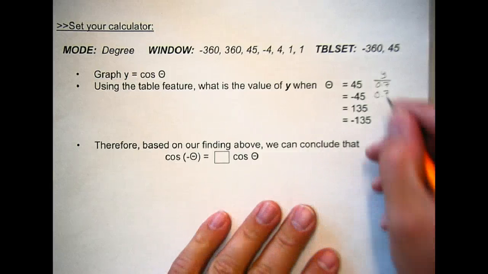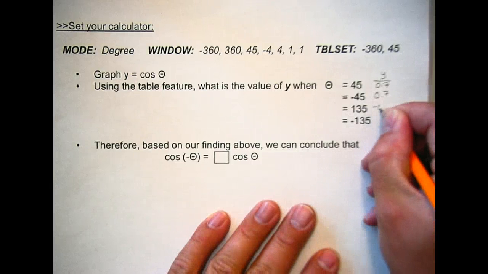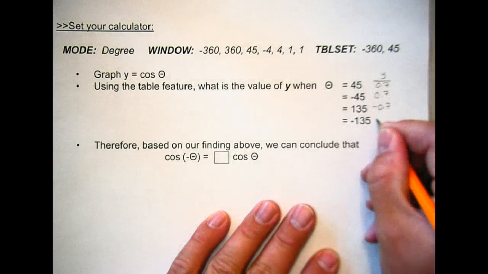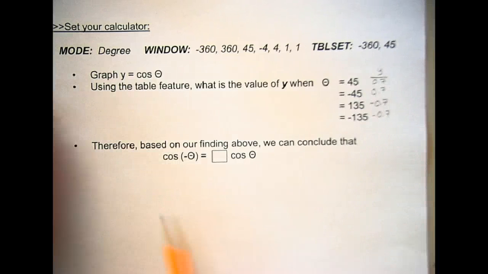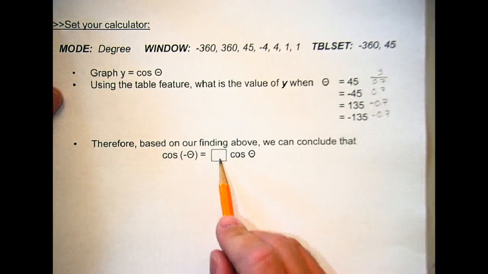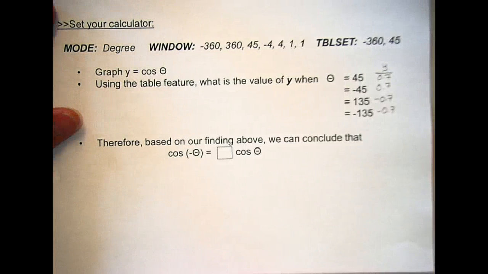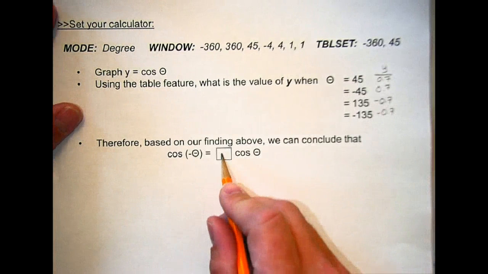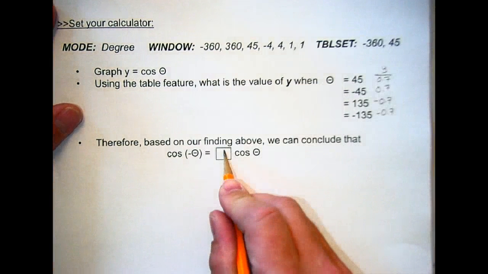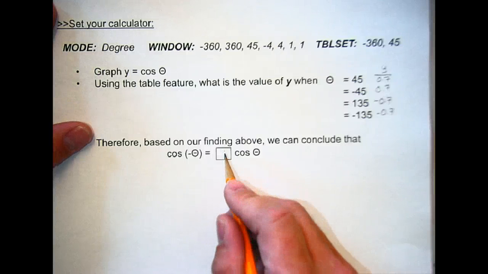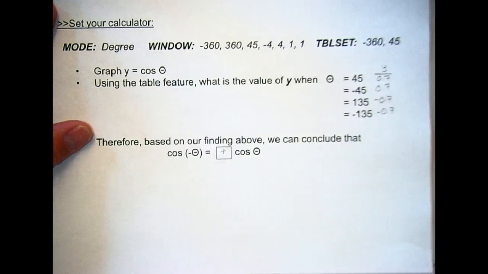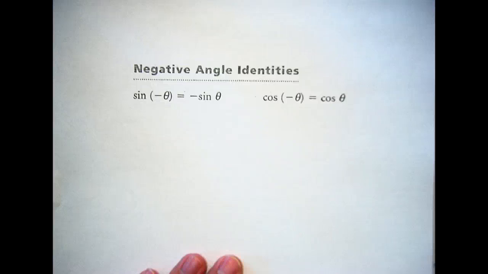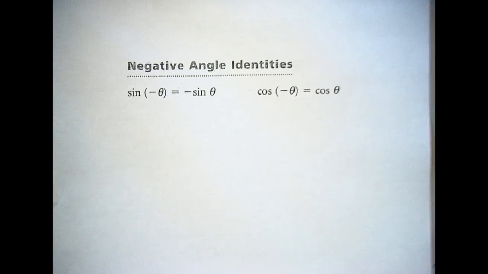Hey, Jacob? I got negative 0.7 for 135. And negative 0.7 for the... Okay. So the cosine of negative theta is equal to what? What goes here? Yeah, positive. Okay. Really, what we've done there using our calculator is we have the negative angle identities. There they are.